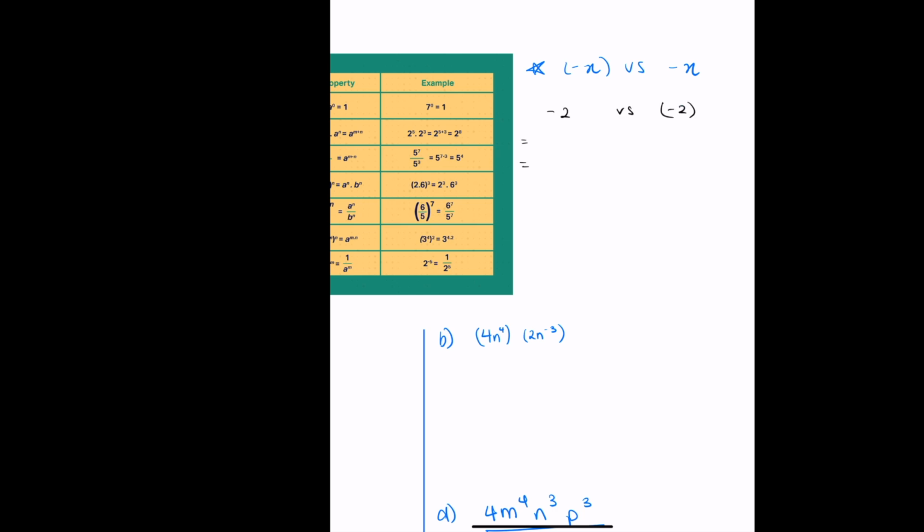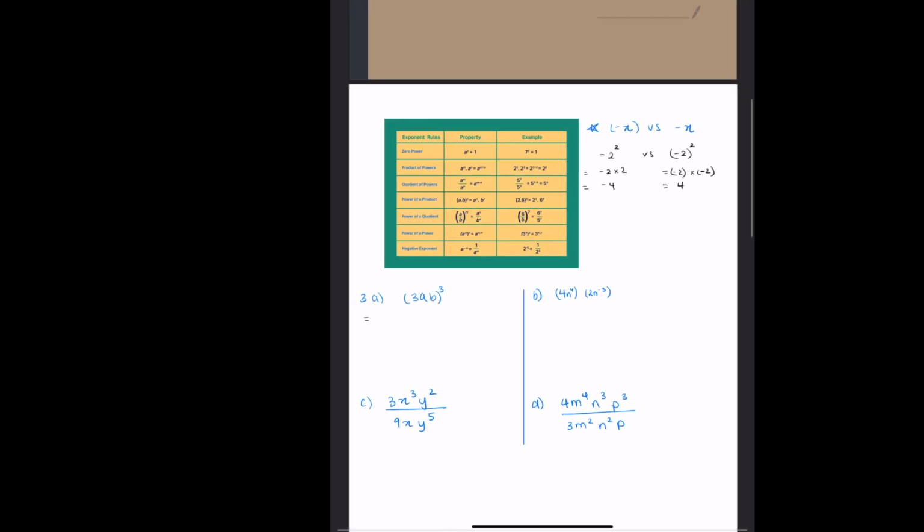So if I had negative 2 to the power of 2 versus negative 2 to the power of 2. So now this is negative 2 multiplied by 2, which is negative 4. And this would be negative 2 multiplied by negative 2. So it's positive 4. So it's completely different.